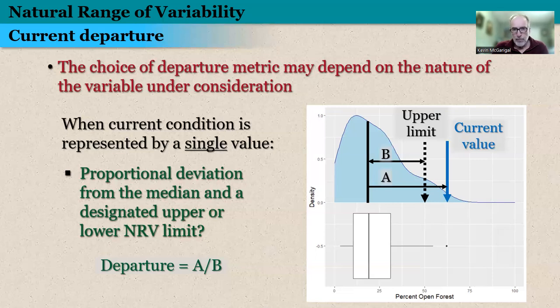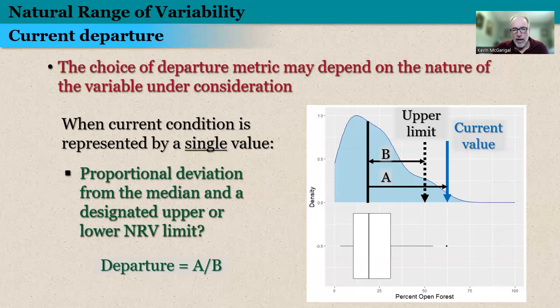limit. So in this example, if we specify the upper limit of the natural range of variability to be a value shown by the vertical dashed black line, then the difference between the median value and the upper limit value is given by B. And the current value differs from the median as shown by A. And if we simply take A divided by B, we get essentially a proportional deviation.